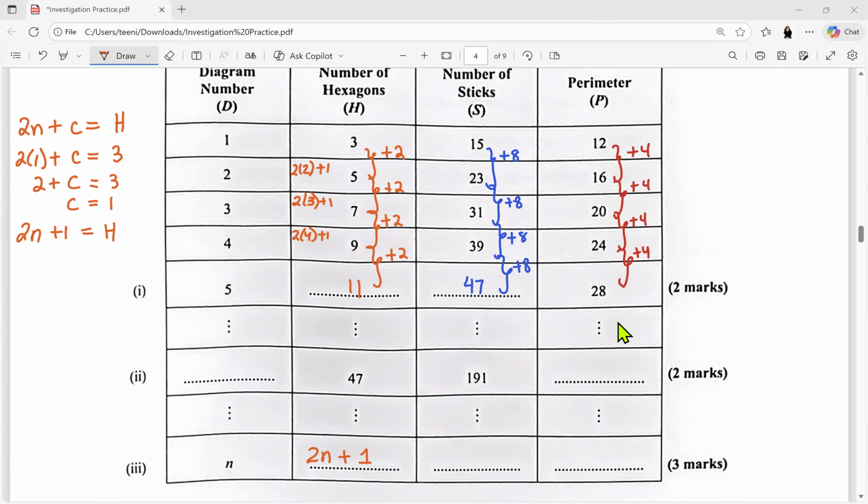Anna, what about if the diagram number was 10? How many hexagons would it have? 21. Correct. How you got it? 10 by 2 plus 1. That's right. Zafi, how you going there?